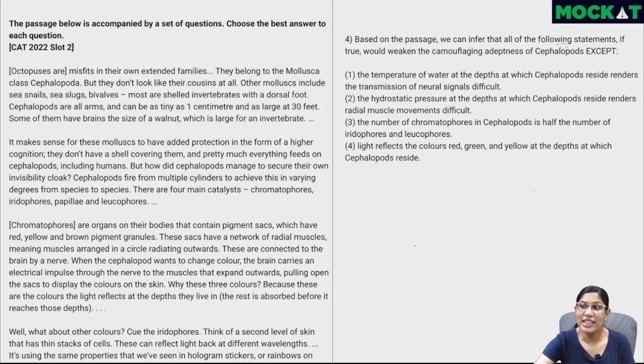Based on the passage, we can infer that all of the following statements, if true, would weaken the camouflaging adeptness of cephalopods except. So this is all new information. We consider it to be true. Assuming that this is true, is it weakening the camouflaging ability that cephalopods have? Now we've been obviously seeing that the questions have a lot about cephalopods, octopus, camouflaging. So that's probably what the passage is about.